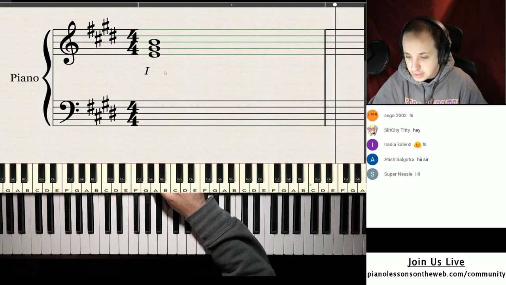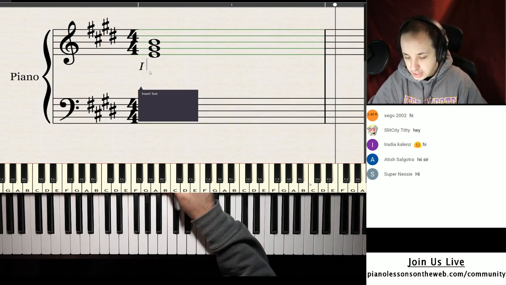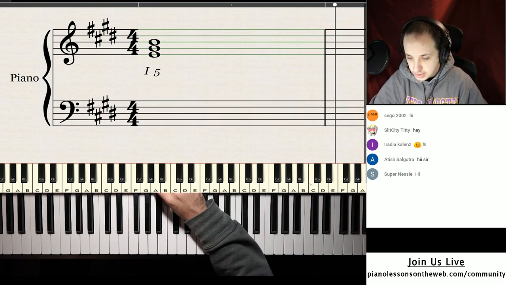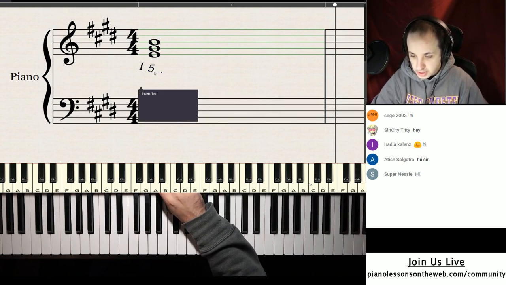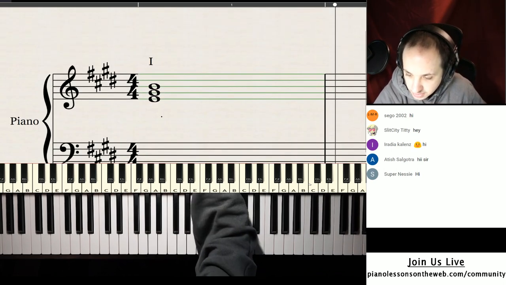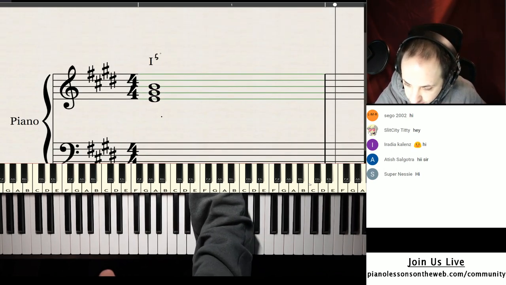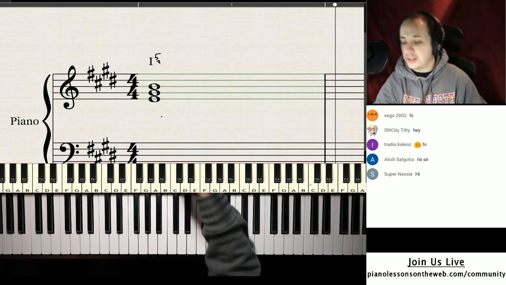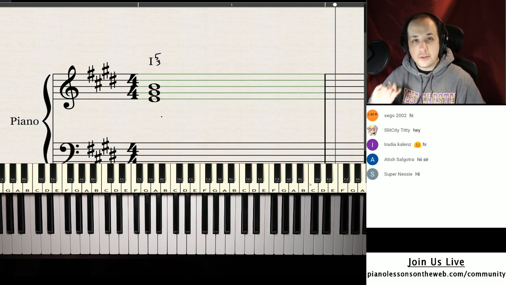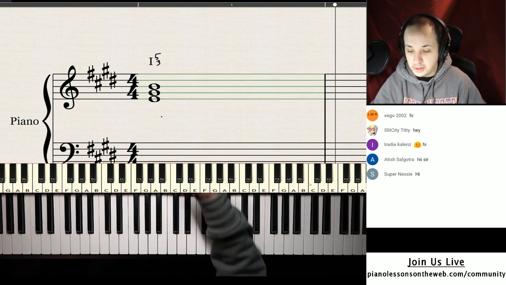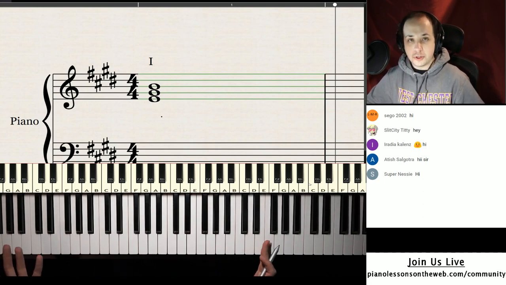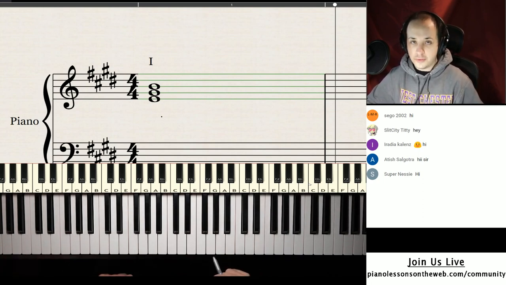So let me get this situated here. Sometimes it will look like, let me see if it'll let me do this. It won't let me do this very well, but let me do it this way. So there's the I, right? And they'll write 5-3. Good thing I can write with the pen. There we go. So they'll write 5-3. So if it says 5-3, or if it's nothing at all like this, then it's a root position chord. Now, what if it's in first inversion?